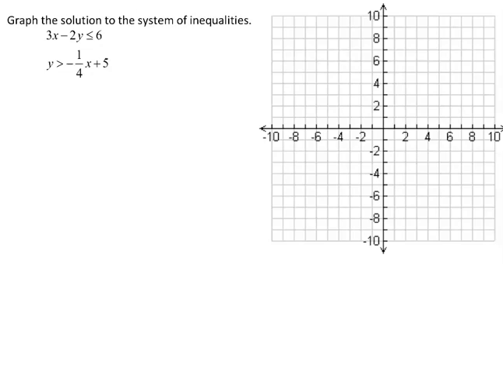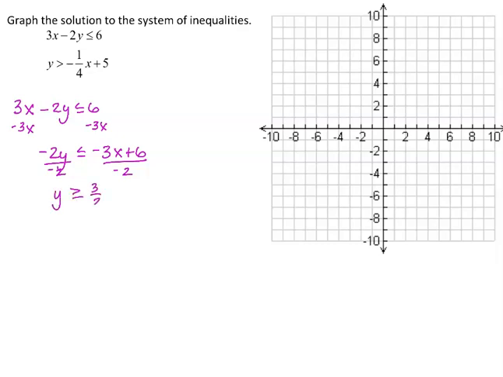3x minus 2y is less than or equal to 6. So I'm going to think about this one first and look at solving for y, so getting y on one side by itself. So I'm going to go ahead and subtract 3x from both sides. So I have negative 2y is less than or equal to negative 3x plus 6. And then I'm going to divide by negative 2. So remember, with any inequality, if you divide by a negative, it's going to flip the direction of our inequality. So this is going to become y is greater than or equal to positive 3 halves x minus 3.